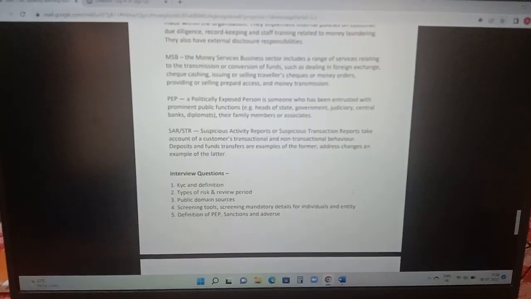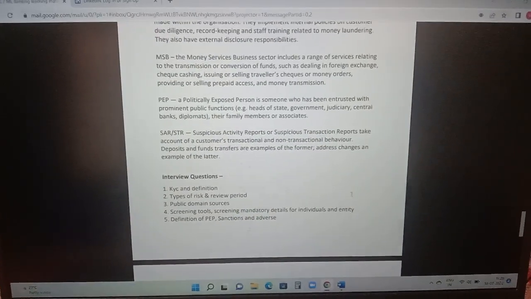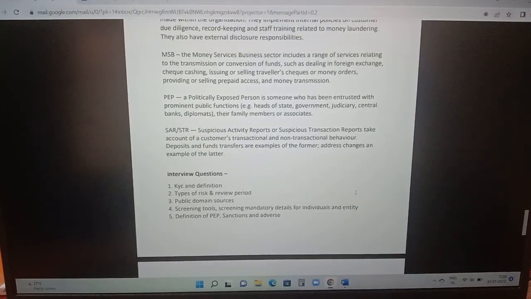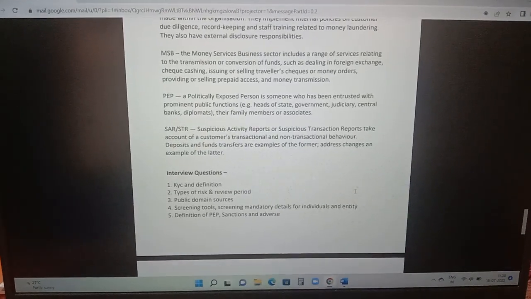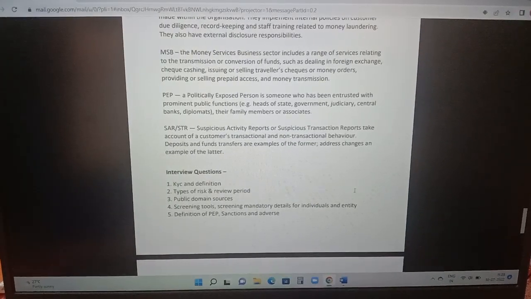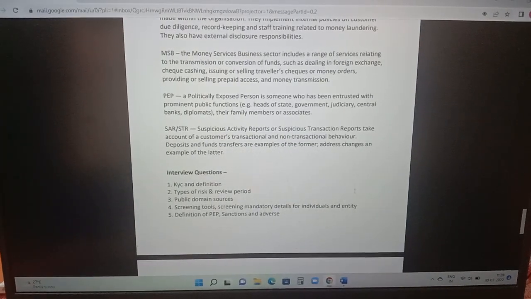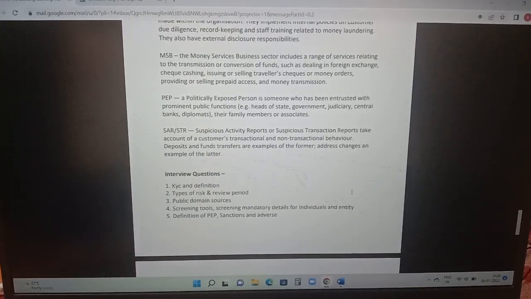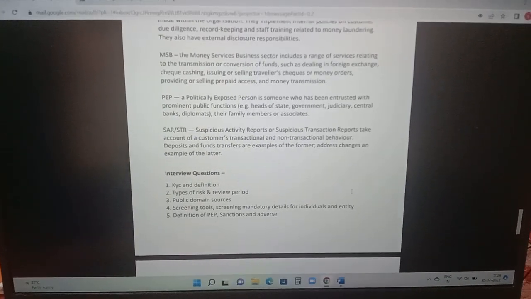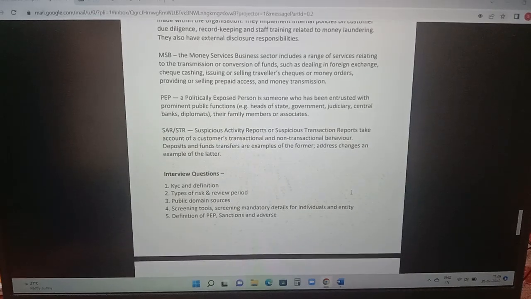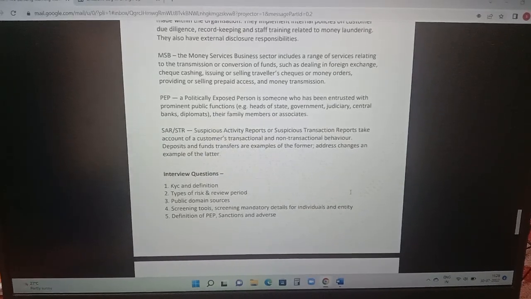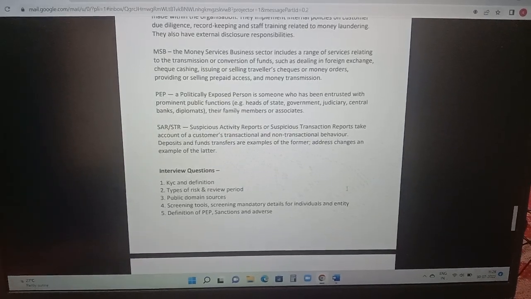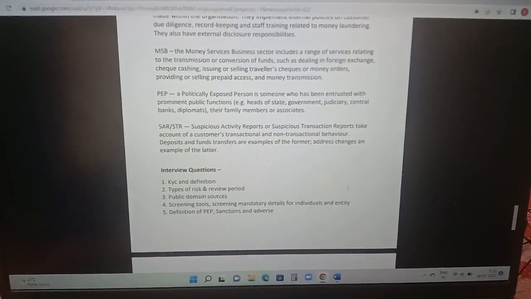PEP is politically exposed person, someone who has been entrusted with prominent public functions. And SAR, the suspicious activity report, or suspicious transaction report, which is STR. It takes account of a customer's transactional and non-transactional behavior. Deposits and fund transfers are examples of the former. A change of address is an example of the latter.